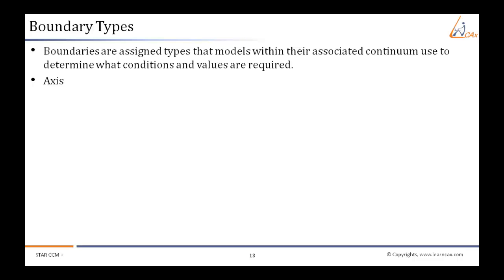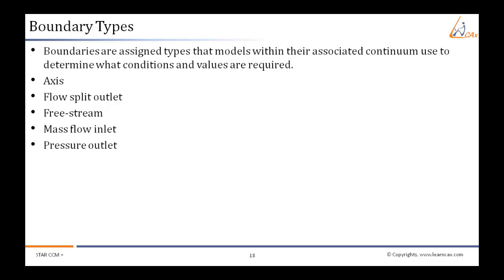These are axis, flow split outlet, free stream, mass flow inlet, pressure outlet, stagnation inlet, symmetry plane, velocity inlet, and wall.